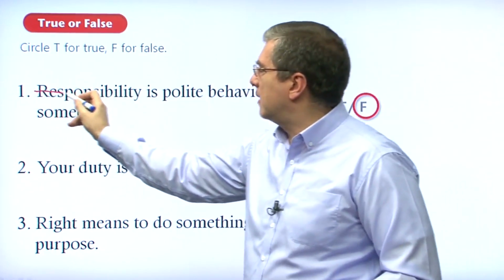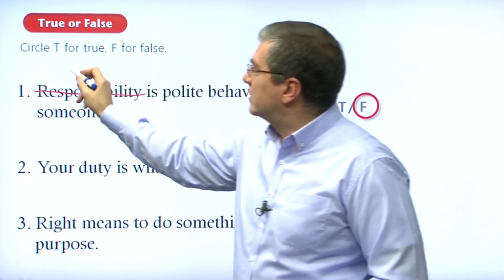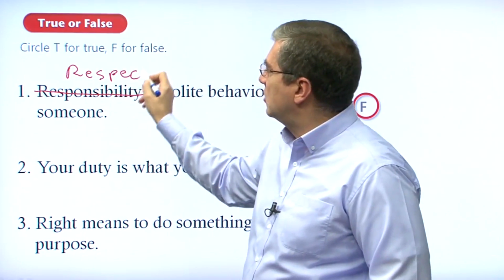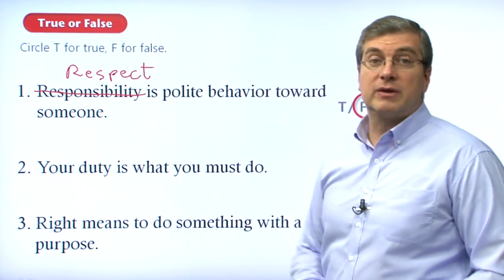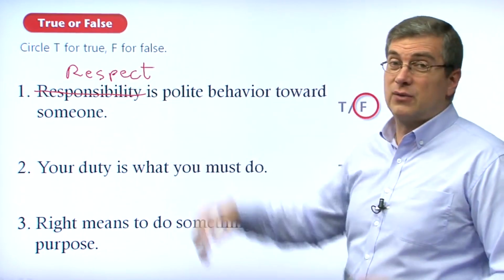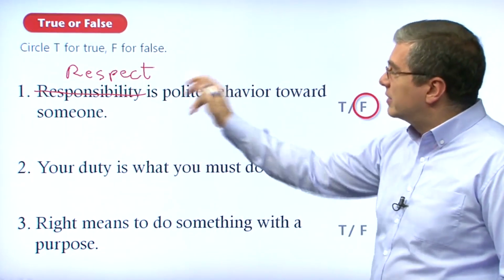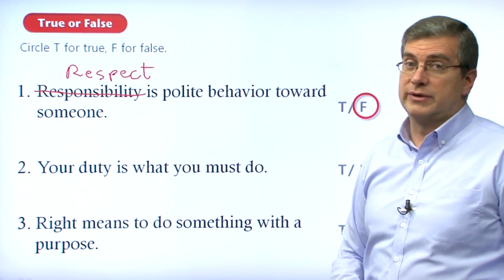What is polite behavior towards someone? Respect is polite behavior. Respect. So we have to change this sentence in order to make it true. Right now it's false. If we change it, then it's true. But it's right the way it is, it's false, right? Respect is polite behavior towards someone.